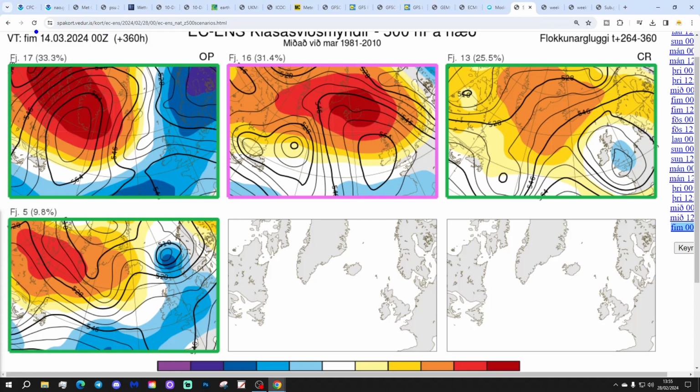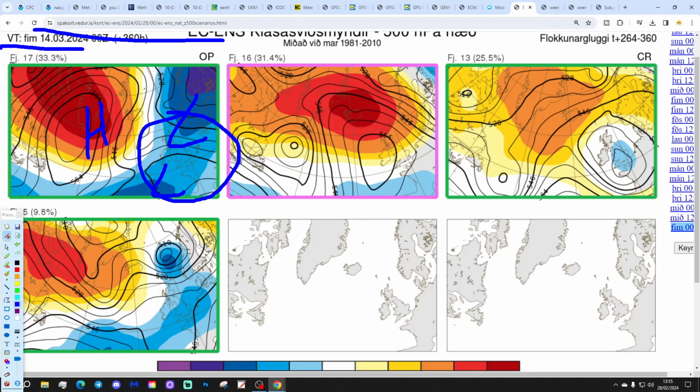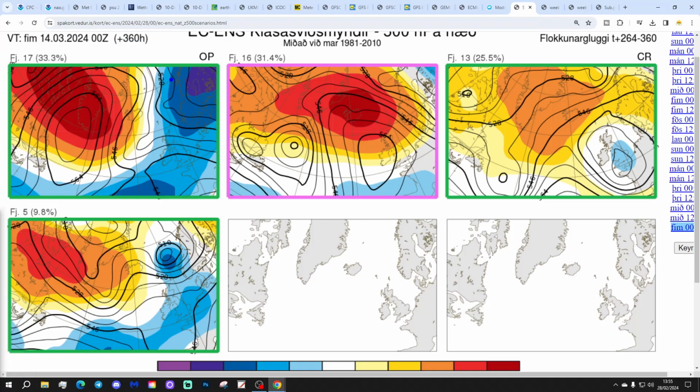Looking at two weeks' time, which gets us to the 14th of March, we've got 17 members of the ECM ensembles with high pressure blocking away to our northwest. Low pressure is over the north and west of Europe, so that looks potentially unsettled, and could be bringing some quite cold air with it from the northeast too.